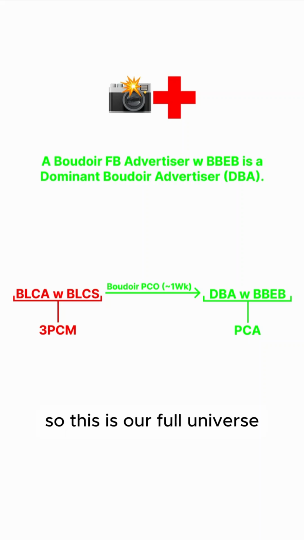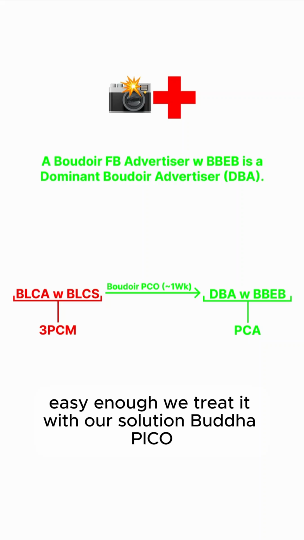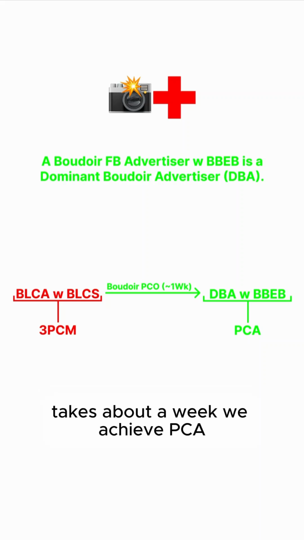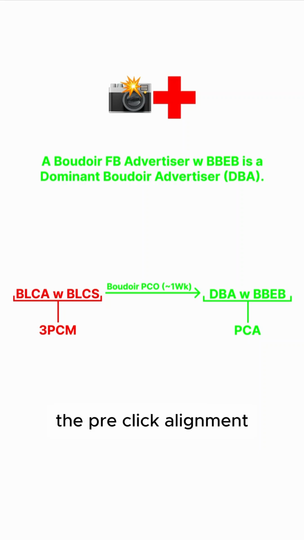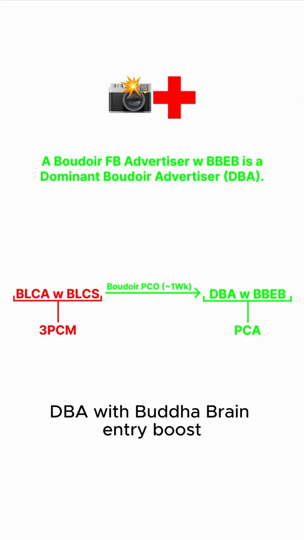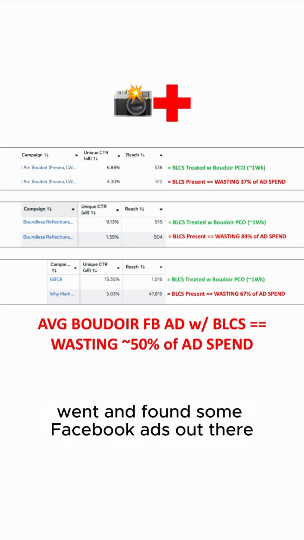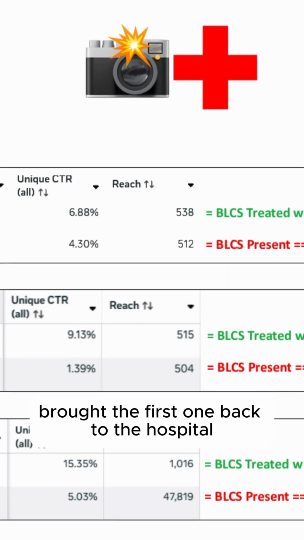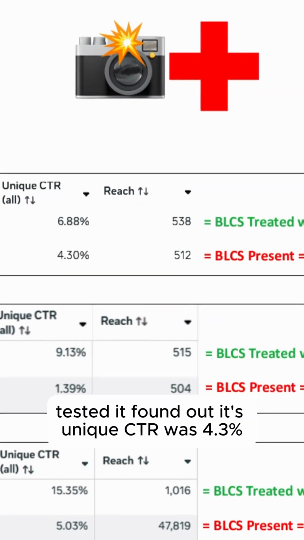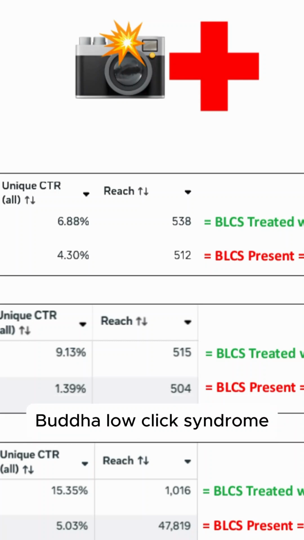We also know that a Boudoir Facebook advertiser with Boudoir brain entry boost is a dominant Boudoir advertiser, a DBA. So this is our full universe. A BLCA with BLCS is caused by the 3 pre-click mistakes. Easy enough. We treat it with our solution, Boudoir Pico, takes about a week. We achieve PCA, the pre-click alignment, and we become dominant Boudoir advertisers, DBA, with Boudoir brain entry boost.